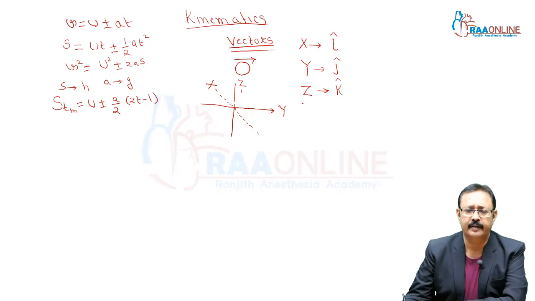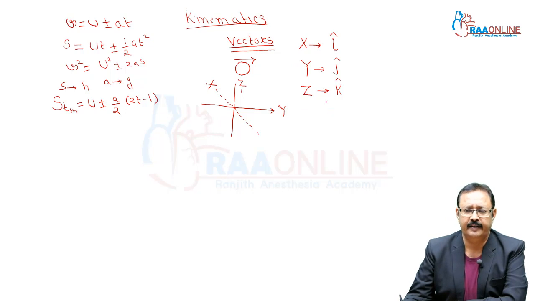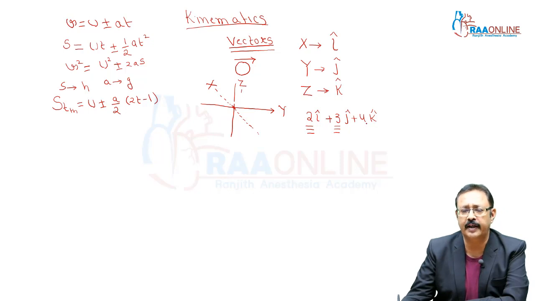Every vector you can write in terms of i, j and k. It means if I am saying the position vector of a point is 2 i cap, 3 j cap, 4 k cap, it means if you want to reach this point, first travel in the positive direction of x-axis 2 unit distance. Then travel parallel to y-axis a distance of 3 meter. Then parallel to positive z-axis a distance of 4 meter, you will reach this point.